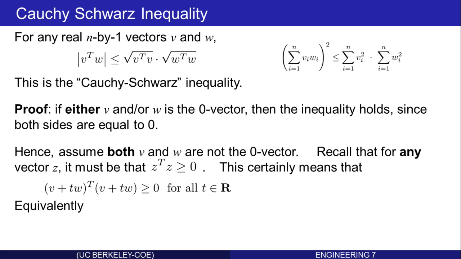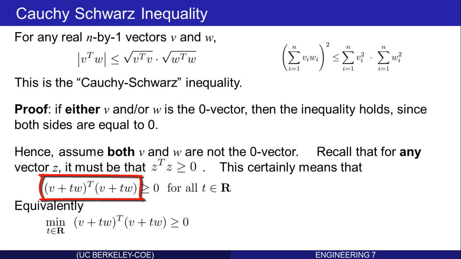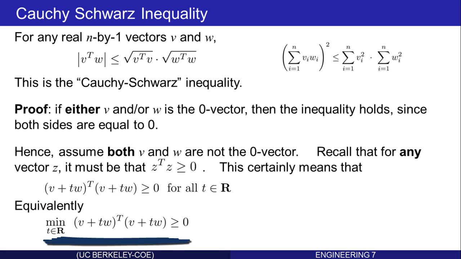Another way to say that is to take that expression and minimize it over all possible values of t. Find the t which makes it the smallest. Well, what we do know is that that minimum value will always be greater than or equal to 0, because this expression is greater than or equal to 0 for all values of t. So the min must be greater than or equal to 0.